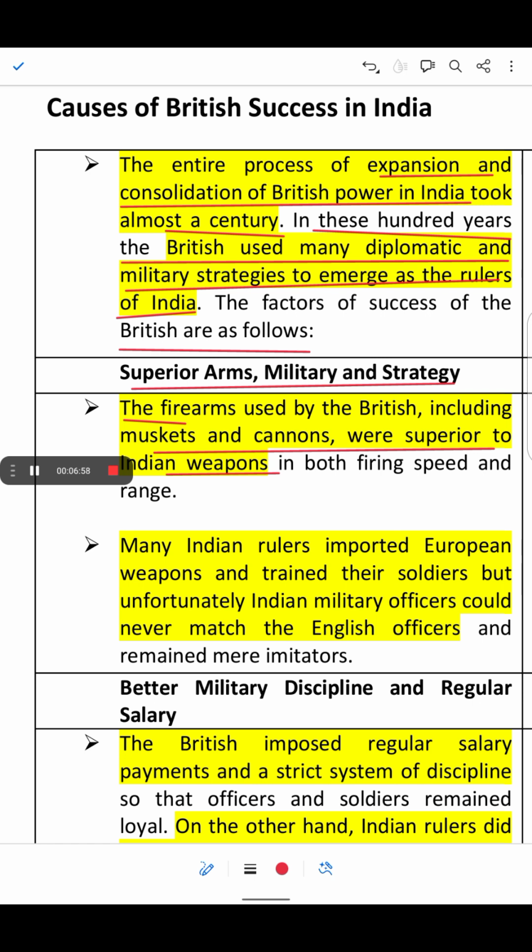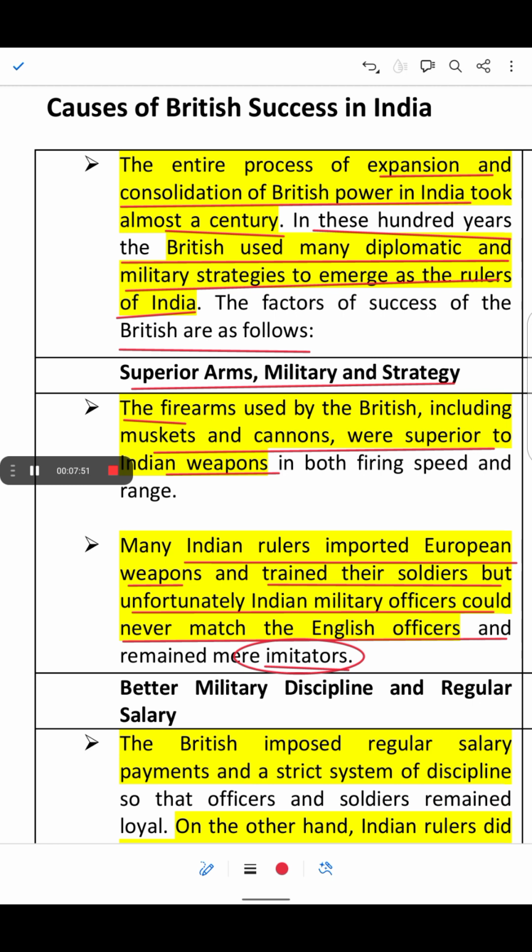Many Indian rulers imported European weapons and trained their soldiers, but unfortunately Indian military officers could never match English officers and remained mere imitators. They tried to imitate the English army by introducing and modernizing their weapons, like we have read about Tipu Sultan, how he used scientific technologies with the help of the French and tried to modernize the military and train his soldiers, but he could not match the British. Okay, this was the thing.